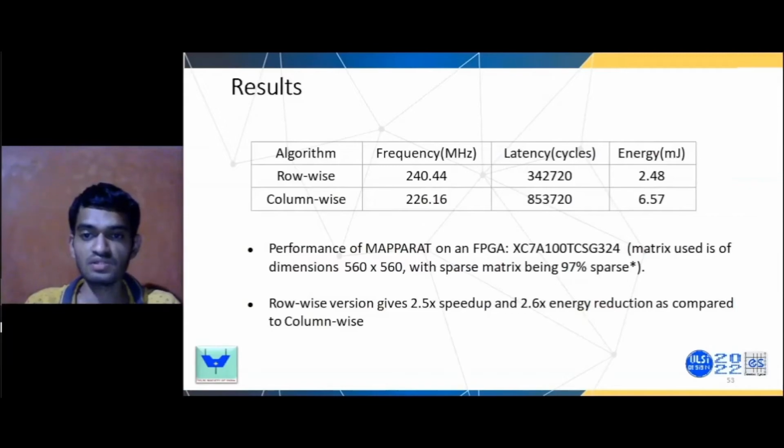Coming to the results, for the sparse dense matrix multiplication, in the case of row wise and column wise, row wise outperforms column wise in all of the cases of frequency, latency, and energy. The performance of MapRat was observed on an FPGA, and the matrix used was of 560 cross 560 dimension, with the sparse matrix being 97% sparse. The row wise version gave 2.5 speedup and 2.6 energy reduction as compared to that of the column wise case. The reduction in the energy as well as the speedup improvement in the case of row wise is because of the non-existence of sparse partial product accumulation, whereas in the column based case you need to take care of the sparse partial product accumulation, which involves extra logic and extra resources.